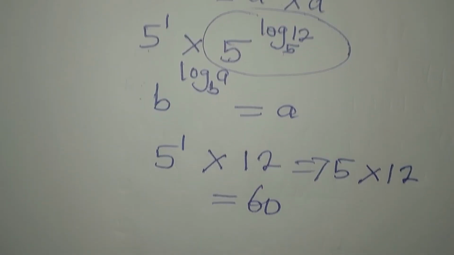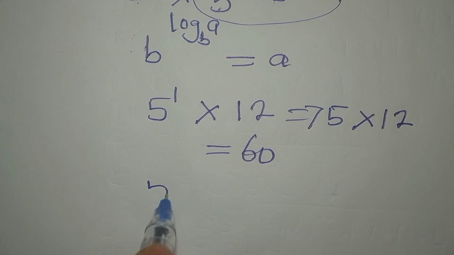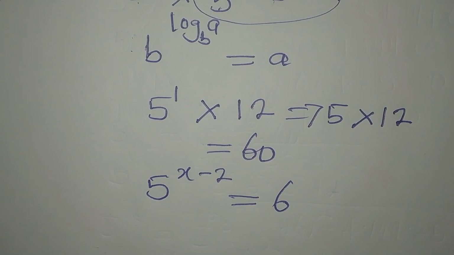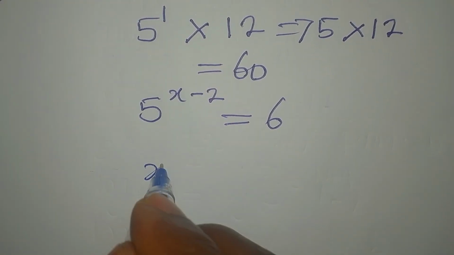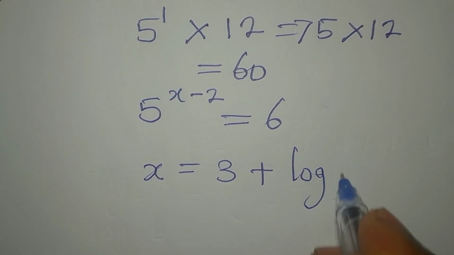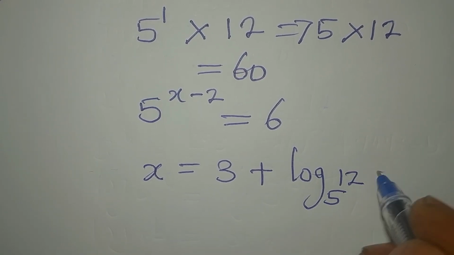In case you have forgotten, the equation is 5 to the power of x minus 2 equals 60. So this confirms that x equal to 3 plus log 12 to base 5 satisfies the equation.